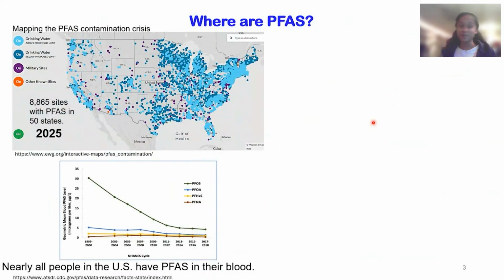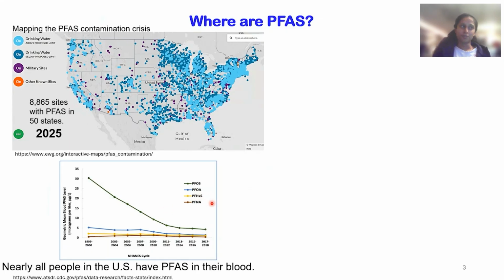So where to find PFOS? It's everywhere, as I said. This is a map showing how contaminated our water is in the US. So when you drink, when you eat, it goes into your body. At the bottom, you can see a plot by the CDC showing that nearly all the people in the US have PFAS in their blood.